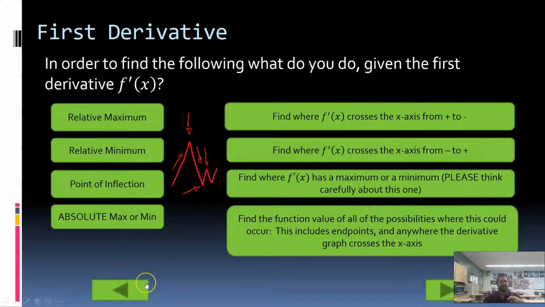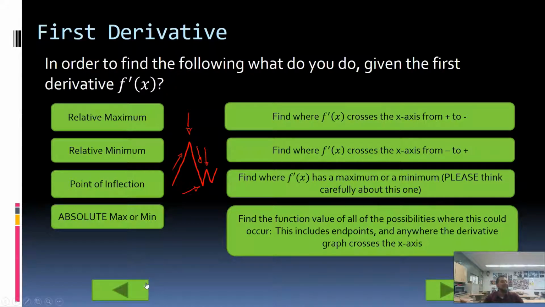Absolute maxes or mins are, I'm not going to lie, probably going to be the bane of your existence. The reason I say that is they by far take the most work. Basically, if you're looking for an absolute max or min, it's telling you to find the very highest point or the lowest point on a graph, and they'll give you an interval that you're looking at. The problem is when they ask you to do that, you need to check a whole bunch of different places to find out which is actually the highest and lowest point on the graph.